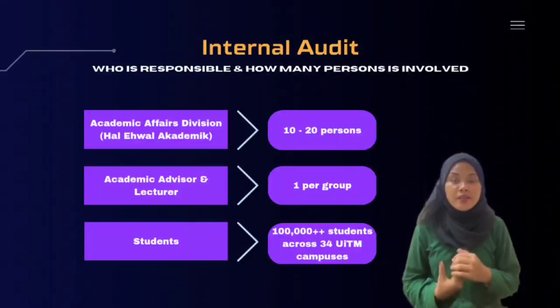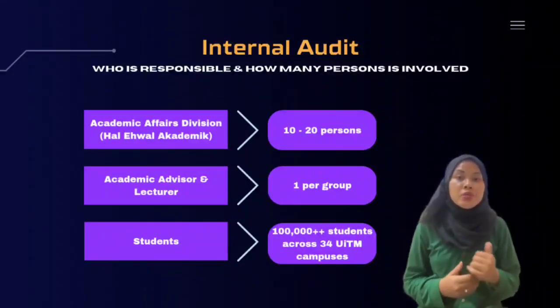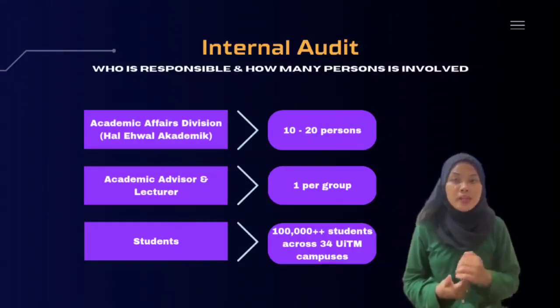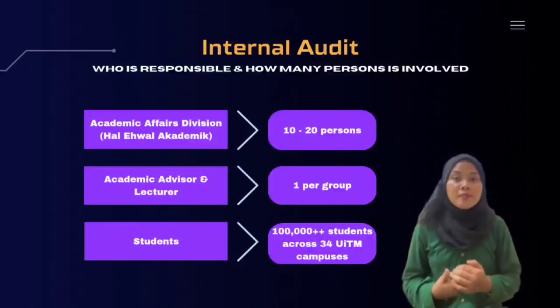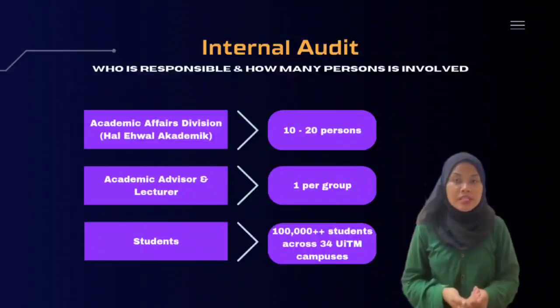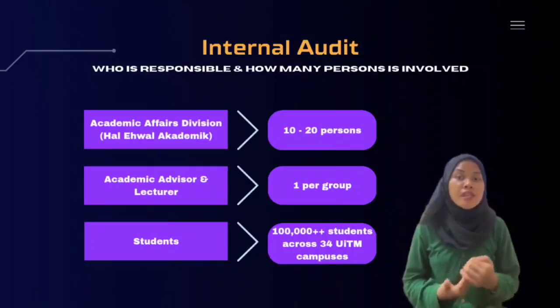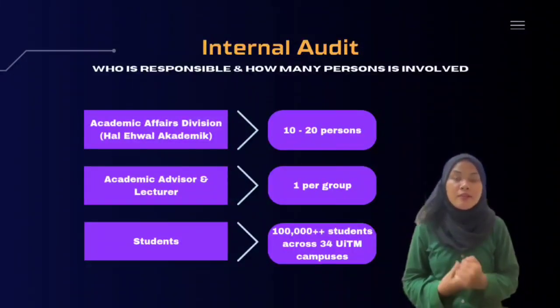Next, we have academic advisors and lecturers. Each student group is assigned one academic advisor who helps guide students in choosing the right courses. This means one advisor per group, and they play an important role in checking course selections, credit hours, and academic progress. Finally, the most important stakeholders are the students themselves.